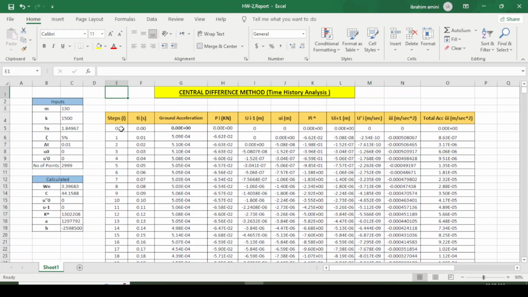If you do not know how to get the earthquake record from a database, watch another tutorial whose link is in the description box. The time in seconds is the time difference. Afterward we will have the ground acceleration.